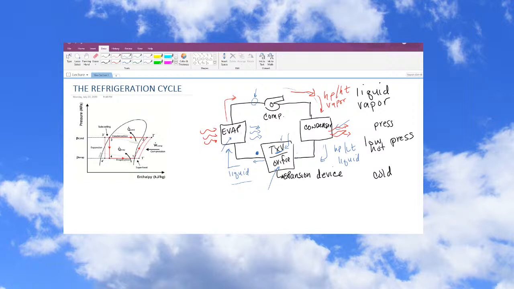Then it leaves the condenser cooled off. So then I still have a high pressure, but now I have a low temperature and it's a liquid, right? So this high pressure, low temperature liquid now is traveling towards this orifice. And like I said before, the job of this orifice is to reduce the pressure appropriately so that the phase change occurs in the evaporator.